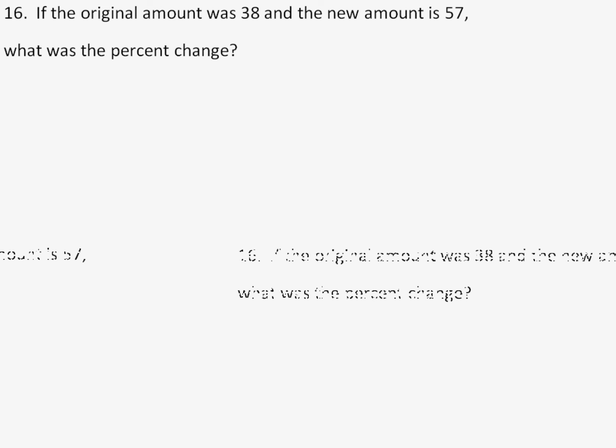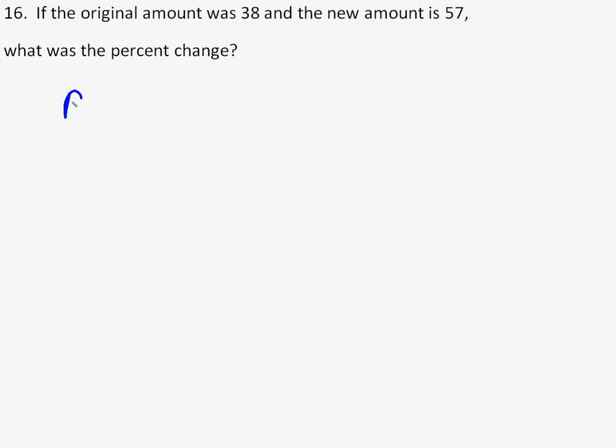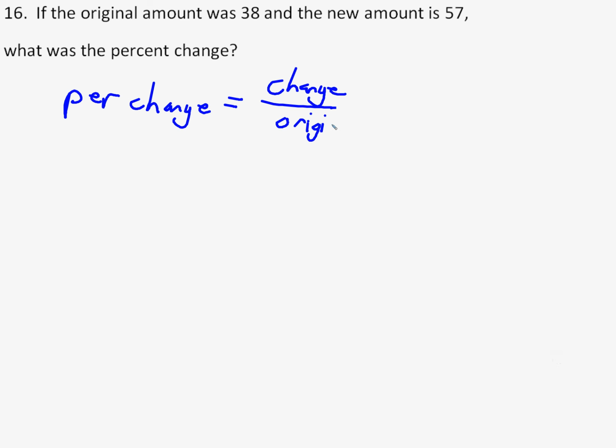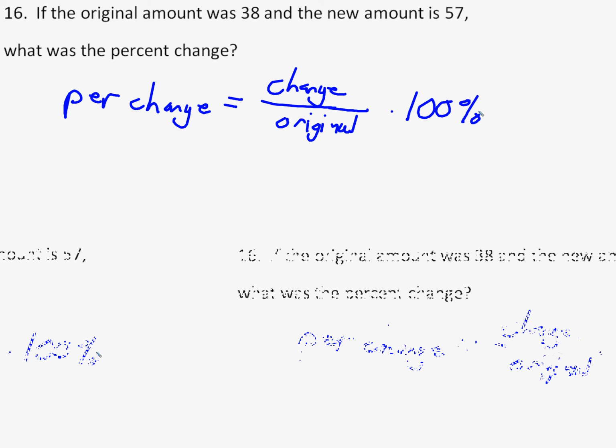Here's a percent change problem. It says if the original amount was 38 and the new amount is 57, what is the percent change? Well, we learned that percent change is equal to the change over the original, and then it says times 100%, which really we talked about. That really just means changing your answer to a percentage. So percent change is the change over the original, and then we're going to change it to a percentage. So we'll go ahead and put an equal sign here because we're trying to find the percent change.